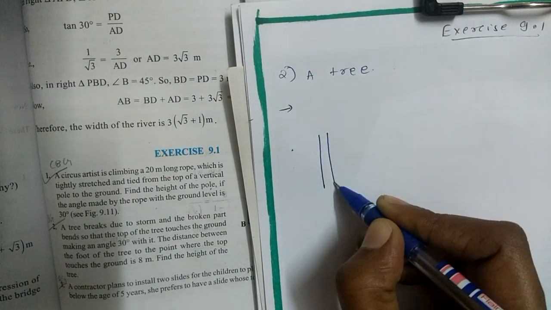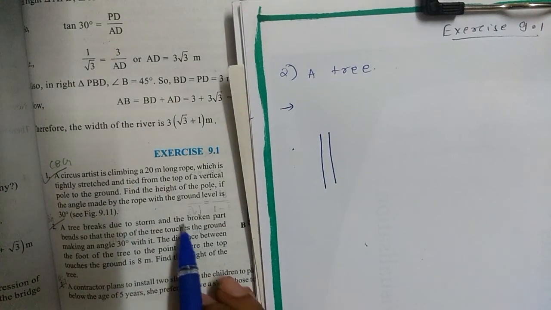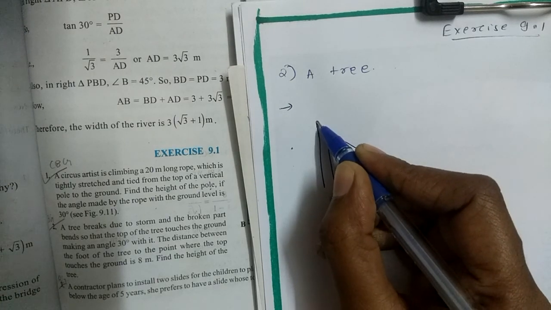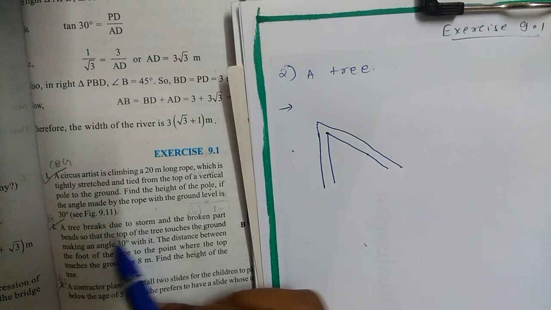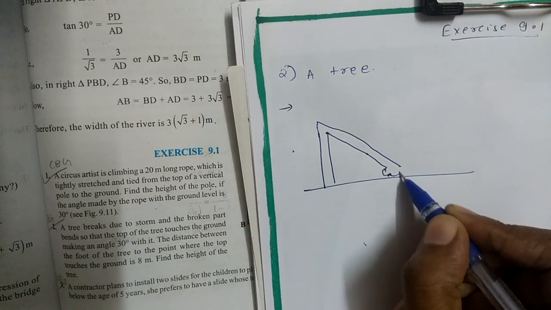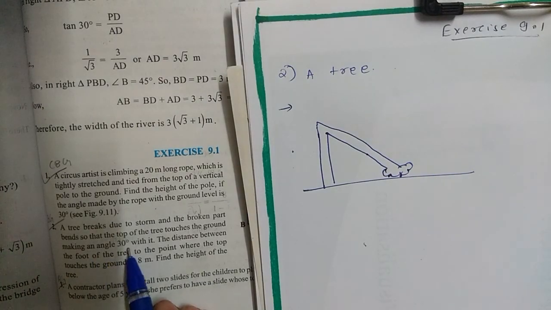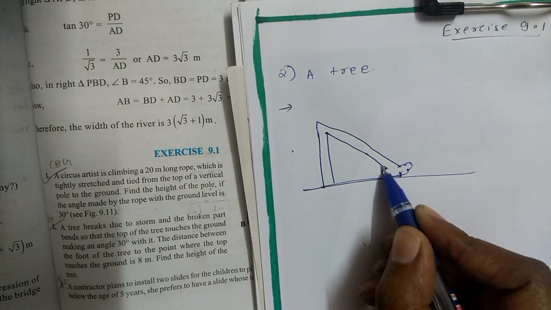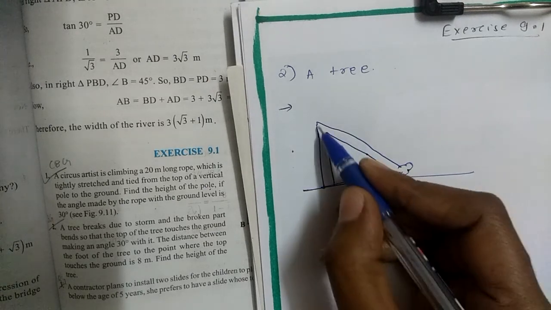So let us take the tree. Here is the tree and it breaks. A tree breaks due to the storm, and the broken part, let us take, has broken from here so that the top of the tree touches the ground. Let us take this as the ground level, and the top of the tree touches the ground, making an angle of 30 degrees with it. Means with the ground it makes an angle of 30 degrees. So this angle is 30 degrees. This is the angle of elevation.